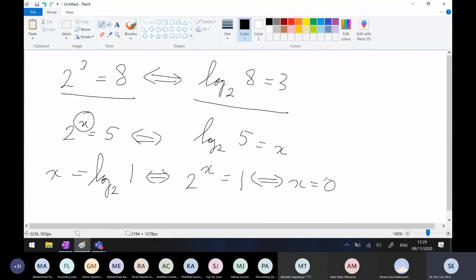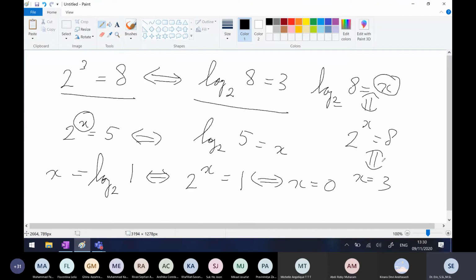If you have log base 2 of 8, what is this? I can just bring it to the exponential form. This is the base, 2 to the power of x, don't forget, this is the exponent, equals 8. And x equals 3. That's simple.